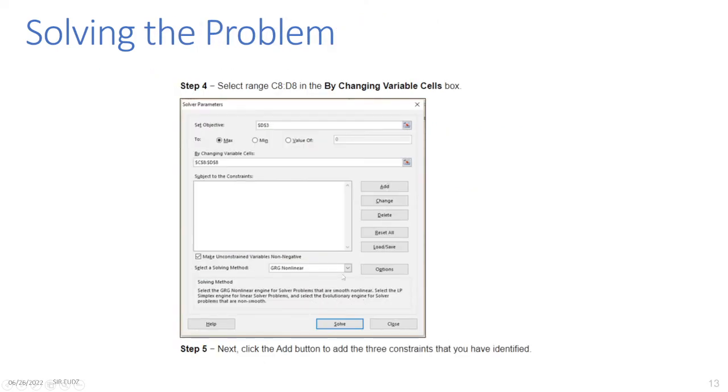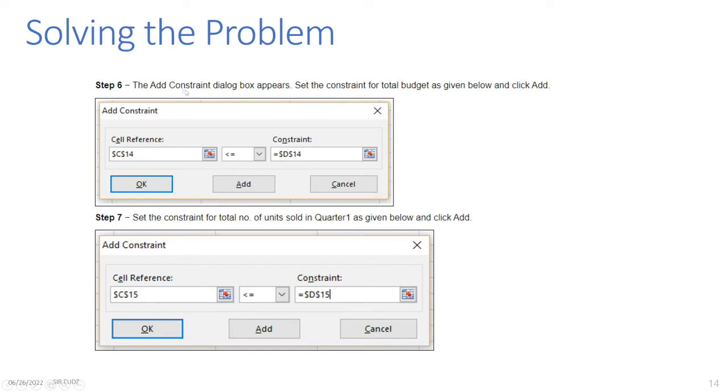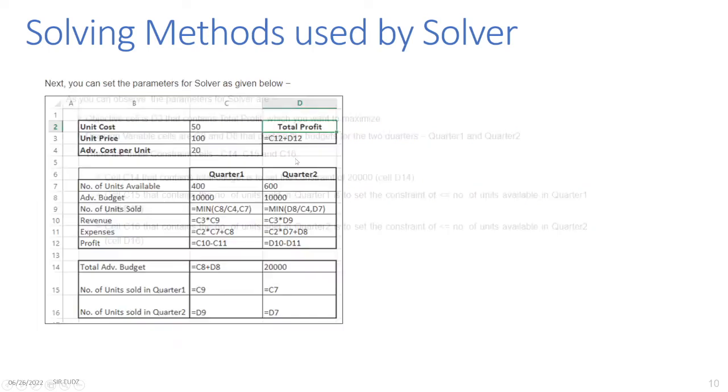So we click Add. The Add Constraint dialog box appears. Set the constraint for total budget as given below and click Add. So for cell C14, it should be less than or equal to D14. So let's go back. For cell C14, the total advertising budget should be less than or equal to 20,000. It should not exceed 20,000 because that's the only allocated budget for advertising.